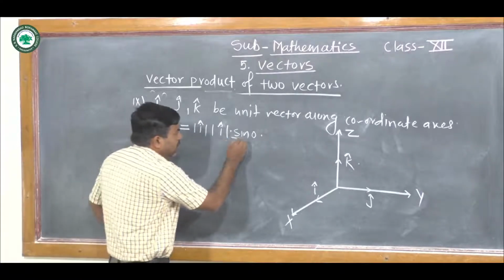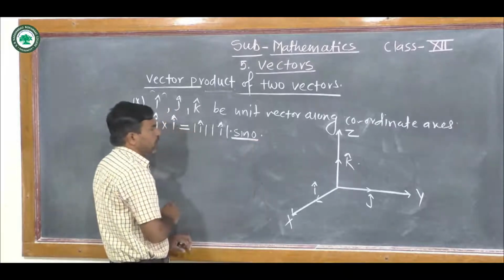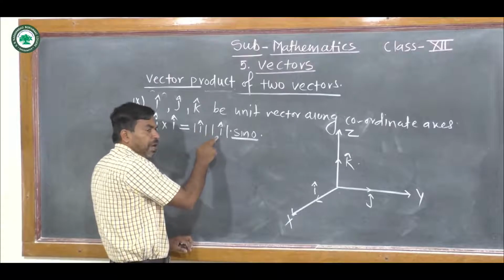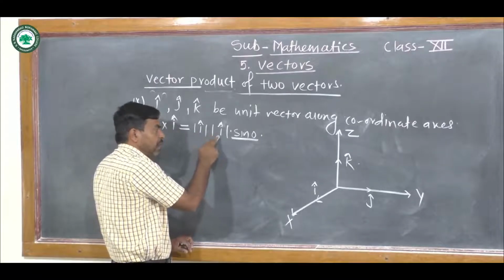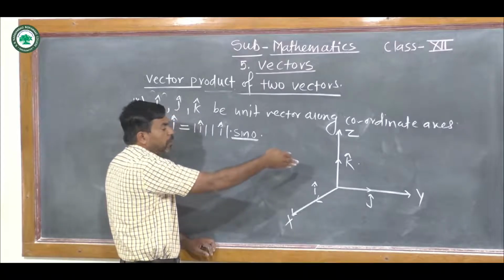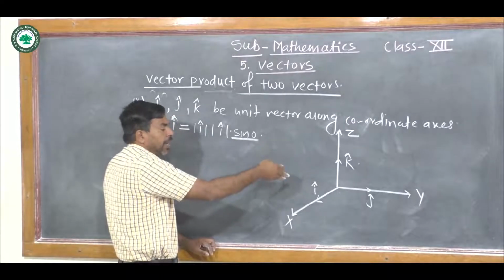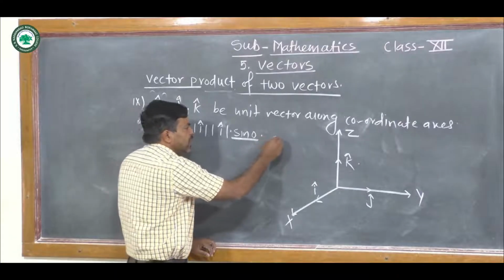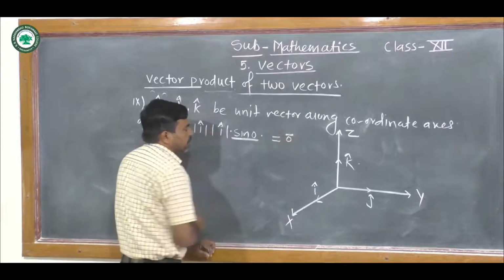But we know that the value of sine 0 is 0. So magnitude of i cap is 1, into magnitude of i cap is 1, 1 into 1 is 1, 1 into 0 is 0, 0 into that unit vector perpendicular to the vector i cap, and that is any j cap or k cap. So finally it is equal to 0 vector.